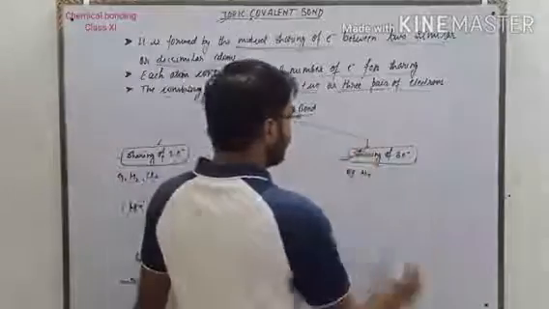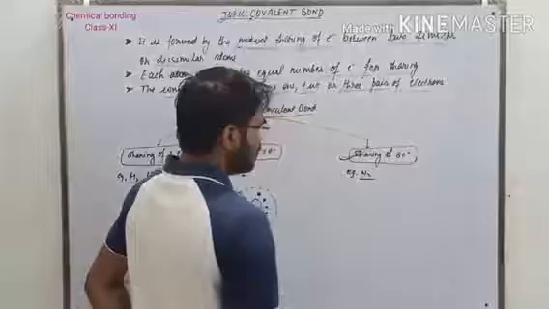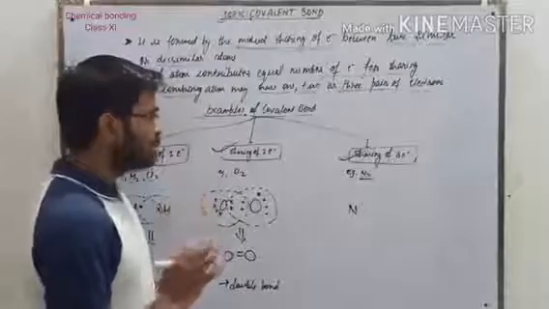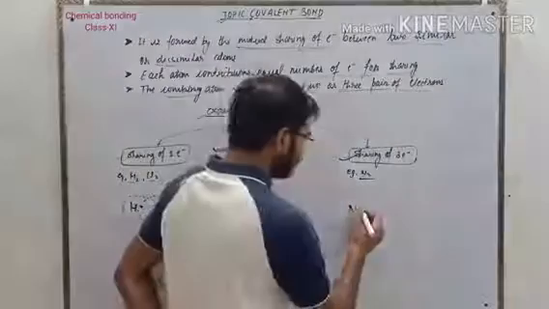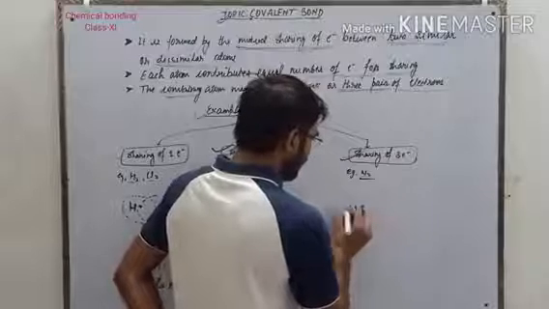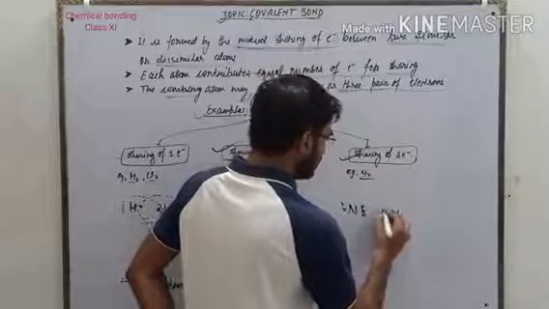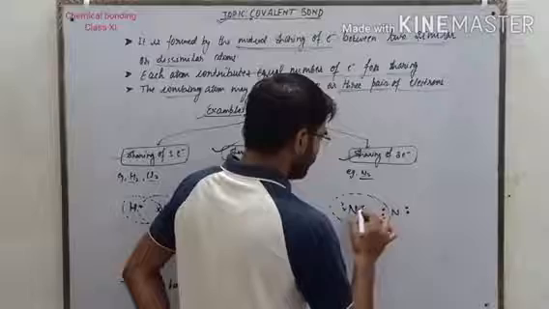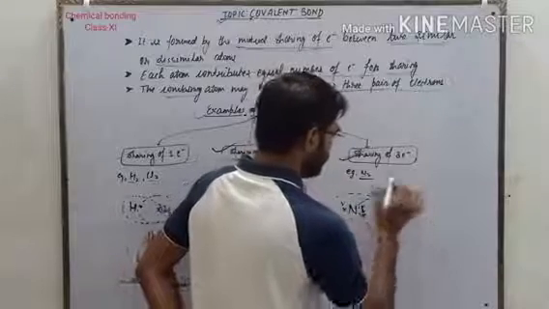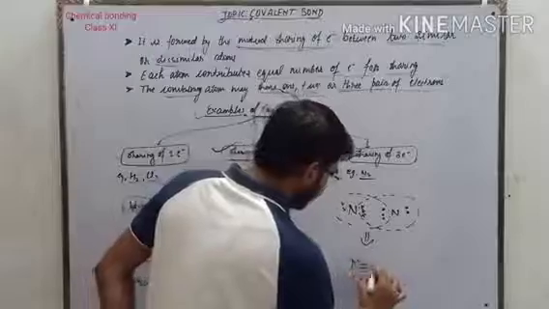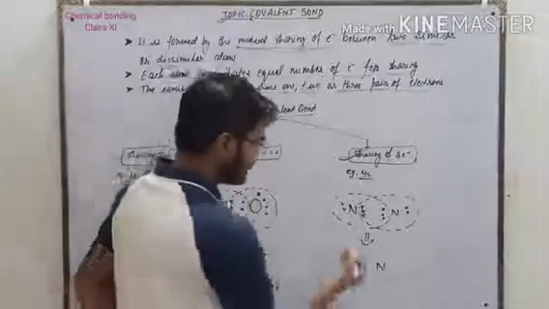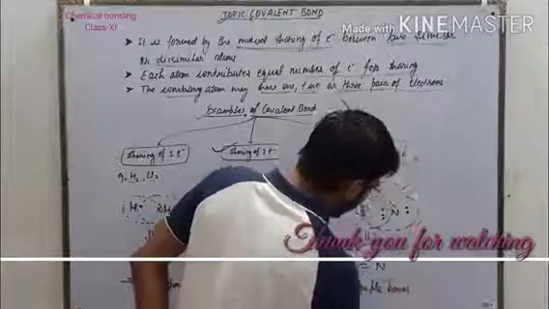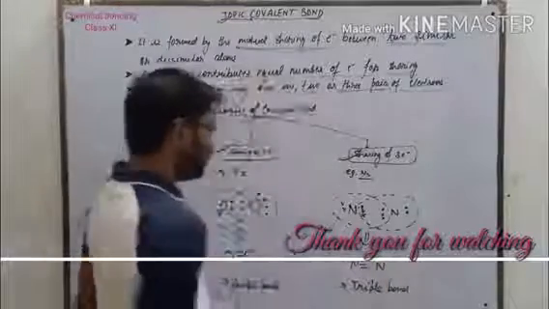Now let us discuss the sharing of 3 electrons, and here the example is nitrogen. Nitrogen has 5 valence electrons, so it requires 3 electrons to attain the octet. So there are 5 valence electrons in the valence shell of nitrogen. So it shares 3 electrons with another atom of nitrogen and attains the octet. So we can show a triple line between the nitrogen atoms, and it is known as a triple bond. Triple bond, and there is 1 lone pair of electrons on each nitrogen atom.